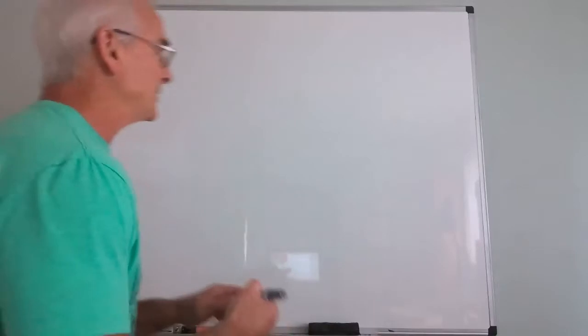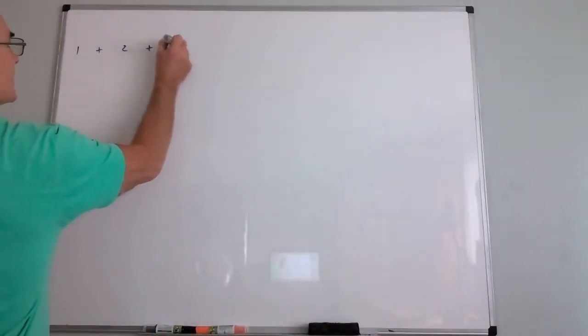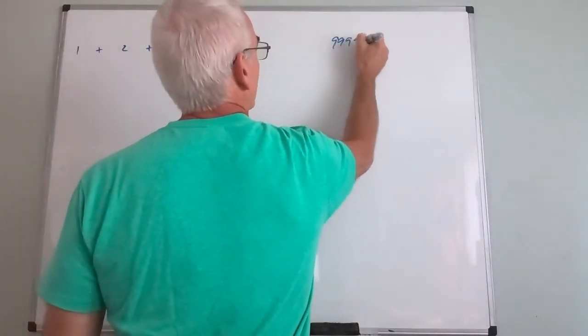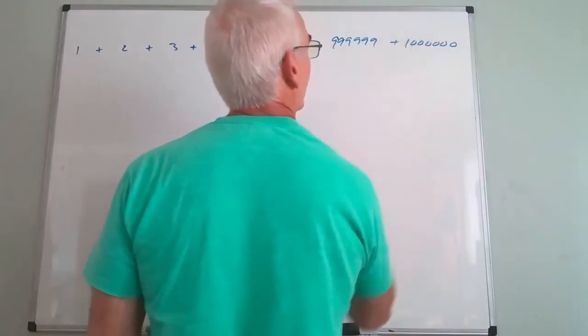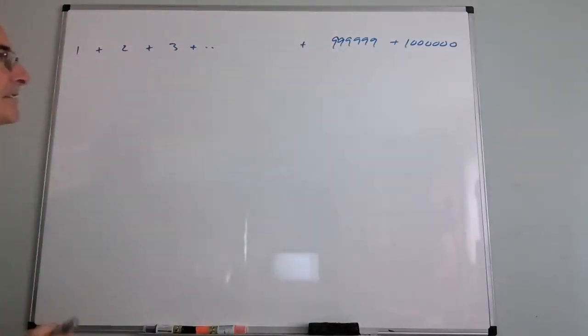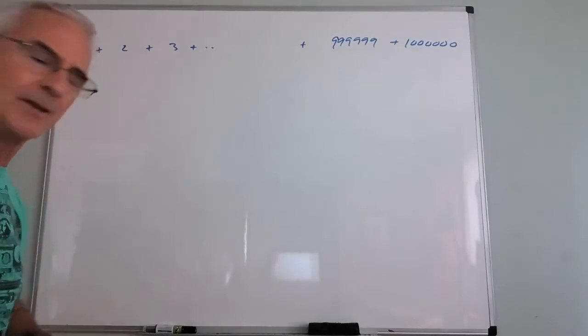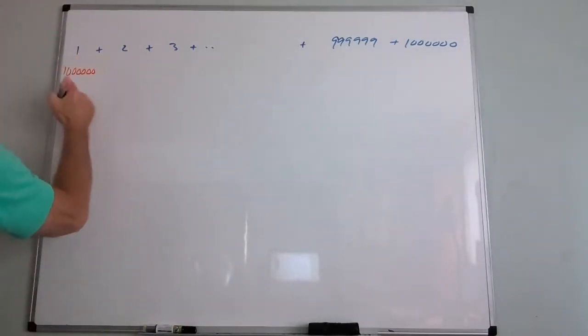So what he did was something like this. He says 1 plus 2 plus 3, and then at the other end, I've got 999,999, and then I've got 1,000,000. All right, I've got to add up all these numbers. Okay. Well, that's a lot of numbers. So what if, just for the heck of it, I wrote the same numbers in reverse?